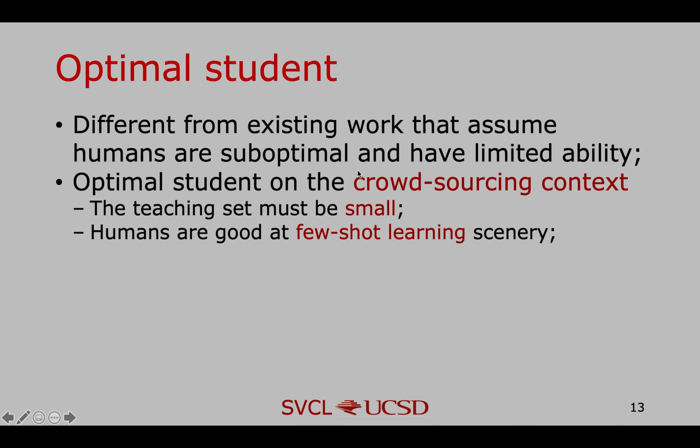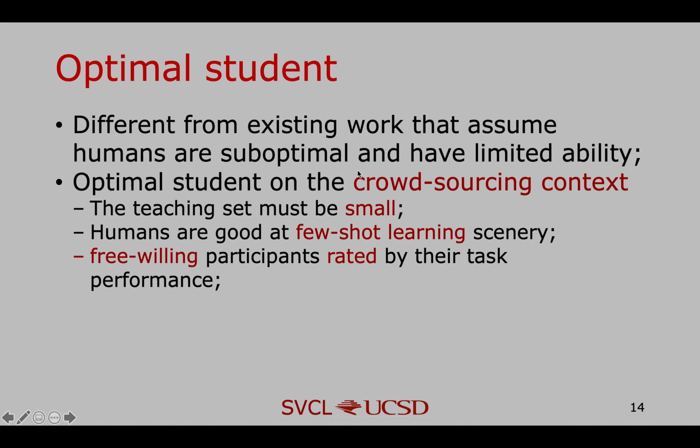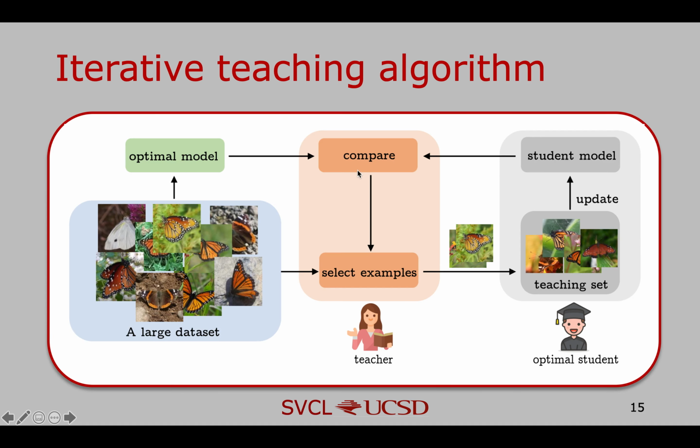Second, optimality always holds for machine learning students. We think it's sensible for human students too, who usually do not underperform machine learning students in few-shot learning scenarios in practice. Third, workers are free-willing participants and rated by their task performance, so they will try their best to complete the task. In this work, we adopt the iterative learning manner.